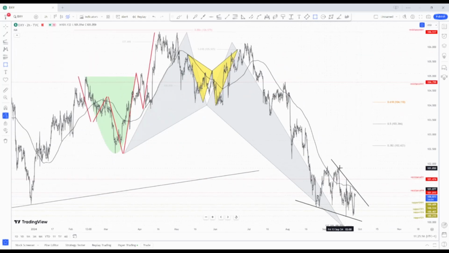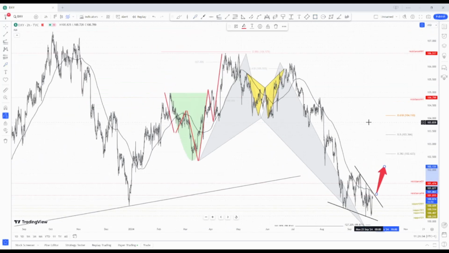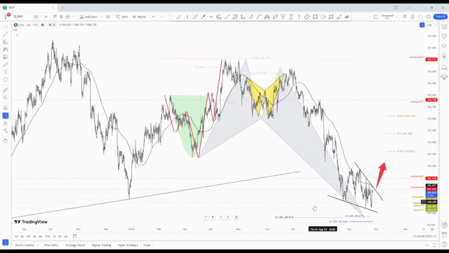Of course, if the price breaks above this descending wedge, we may see an attempt to recover for the DXY, even though I still expect the formation of this bullish crab pattern projected below. I just need to see the DXY printing a new lower low and threatening again a new move to the downside, the breakout of this structure.